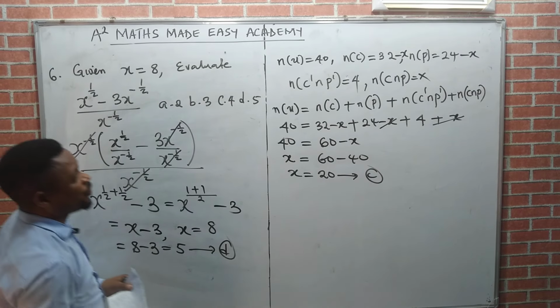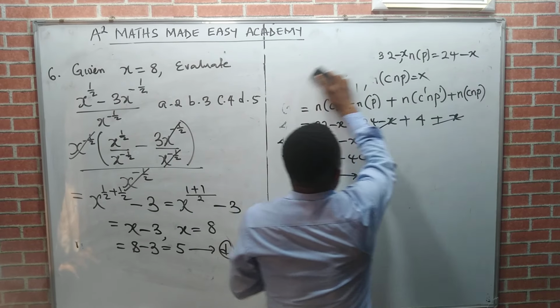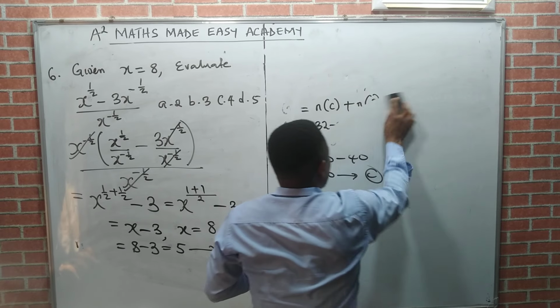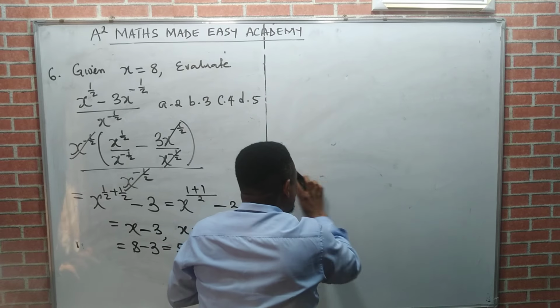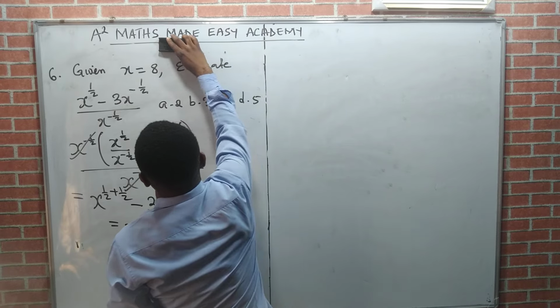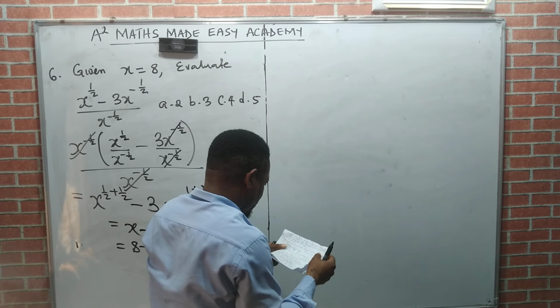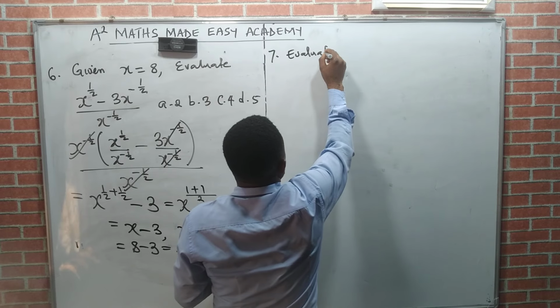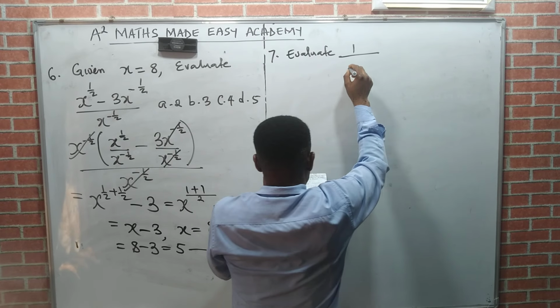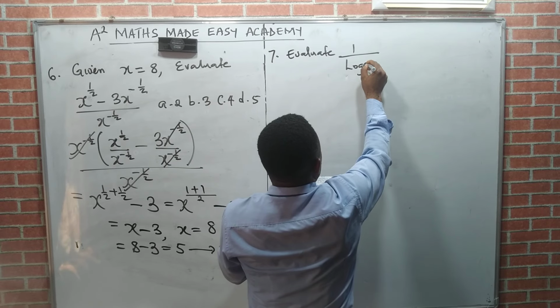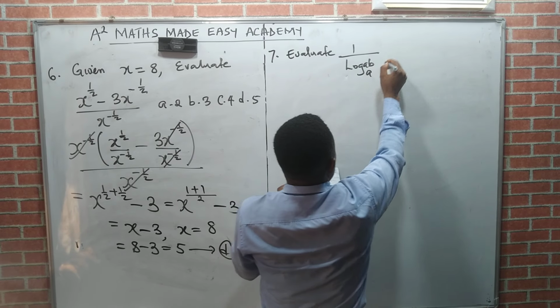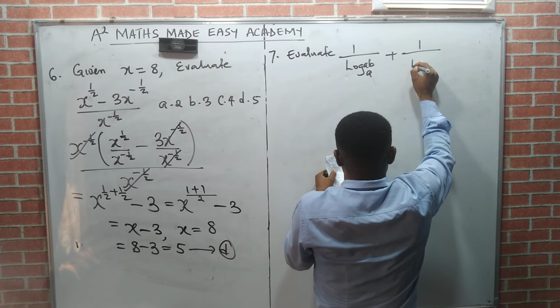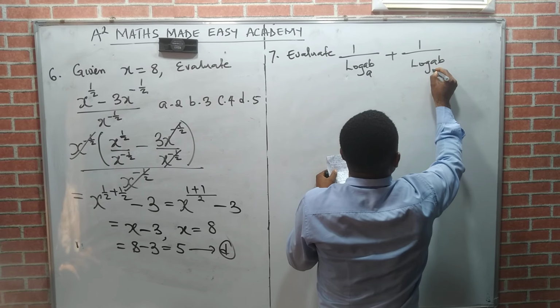Then remaining just 4 questions, then we call it a day for part 1. Are you there? Now watch very well. Let's move to question number 7. Number 7 says evaluate 1 over log of AB to base A, plus 1 over log of AB to base B.